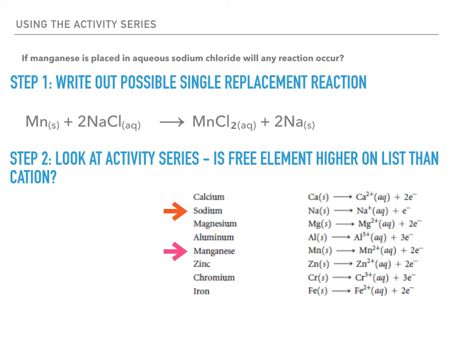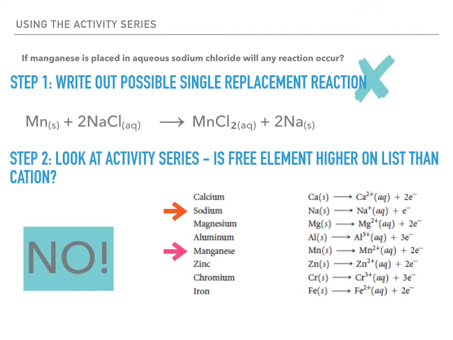Sodium is above manganese on the list, and since top trumps bottom, sodium will hold its place in the compound and no reaction will occur. We write this as NR, or no reaction, after the yield sign.